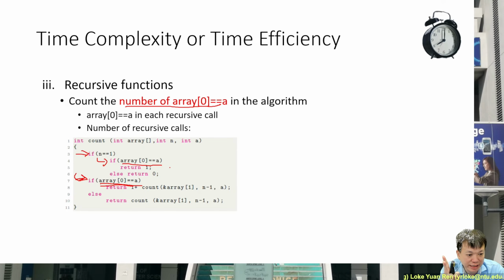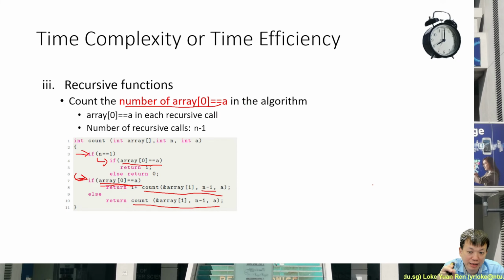Now the next question is, how many recursive calls did you make? In this example, if it's equal to A, you will run this line, else you will run this line. Then your problem size n reduces by 1 in each recursive call, which implies that you will run n minus 1 recursive calls. Every time you reduce by 1, reduce by 1, reduce by 1. So the total number of calls is n minus 1 plus yourself, plus the first call. So the total is n calls.